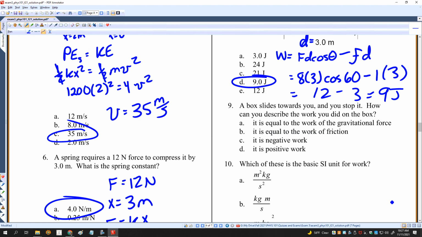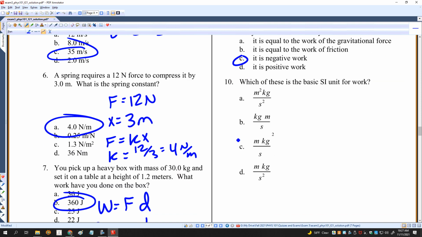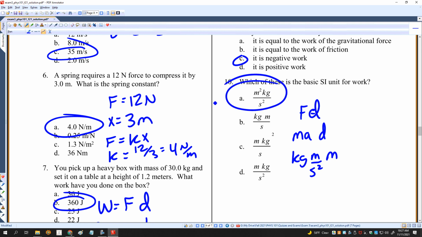All right. What kind of work do you do on this? That's going to be negative work. You're taking energy away from this object. What is the basic SI unit for work? That's F times distance. Remember, F is mass times acceleration, times distance. That's kilograms, meters per second squared, meters again. So that's going to be this.